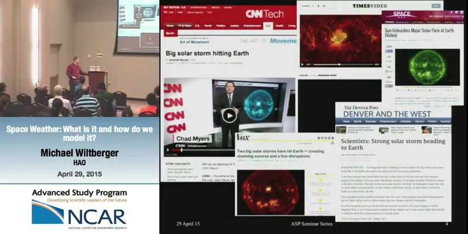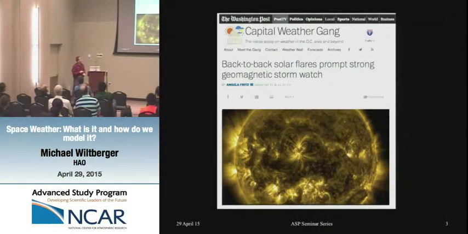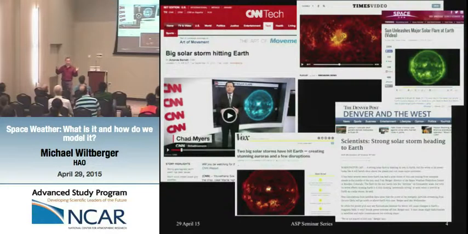I forgot to mention with this image here, this was from September of last year, a major geomagnetic storm hitting the Earth. Does anybody remember anything about this major geomagnetic storm hitting the Earth in September of last year? Yeah, because it was pretty much a dud. And one of the questions of why it was a dud and what happened with that dud is one of the things that hopefully you will walk out of here understanding, and I'll be able to explain to you as we go forward.